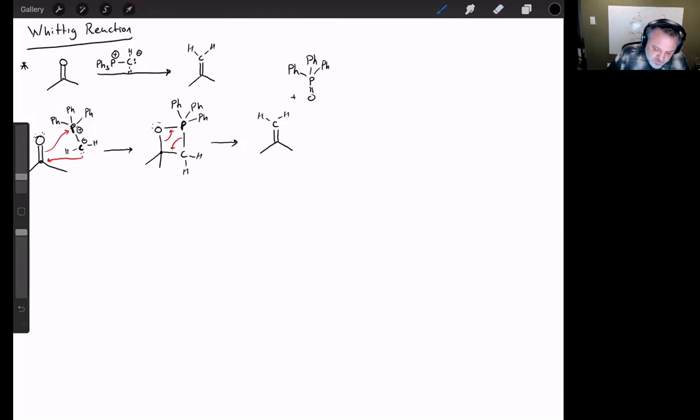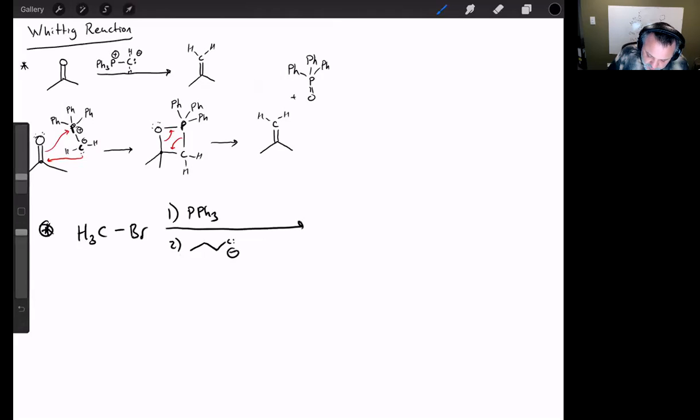Okay, how do I make a Wittig reagent? It is important for you to know how to make a Wittig reagent. So let's use methyl bromide as an example of how this is done. An alkyl halide is reacted with PPh3 and then followed by butyl lithium, which is 4 carbons that has a negative charge on the end and a lithium counter ion. And this is how we make ultimately the Wittig reagent.